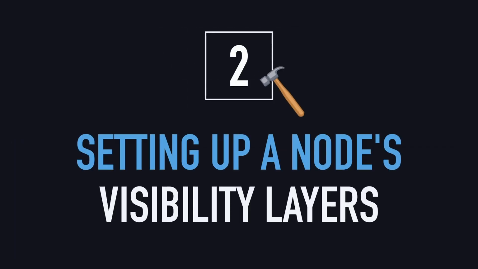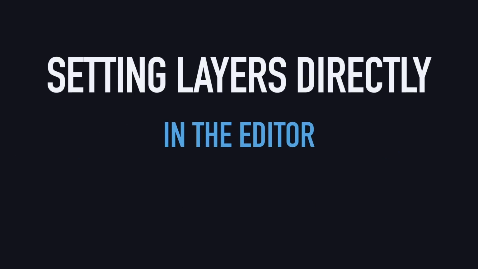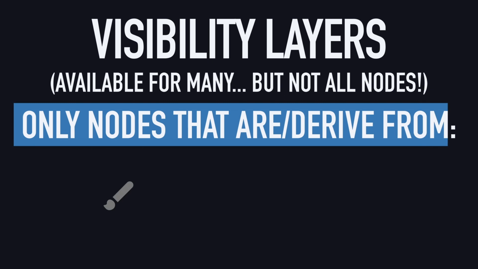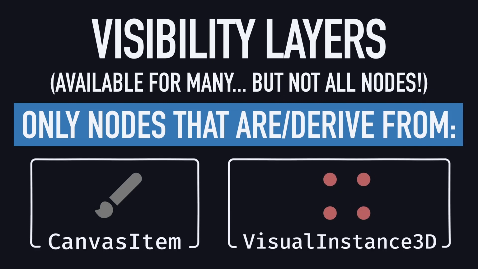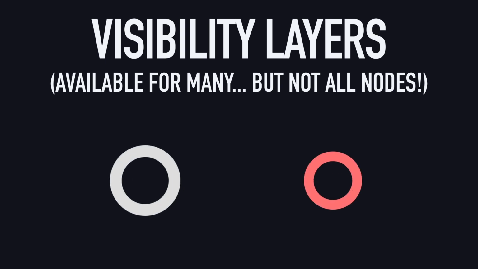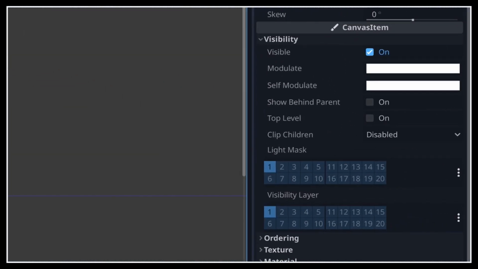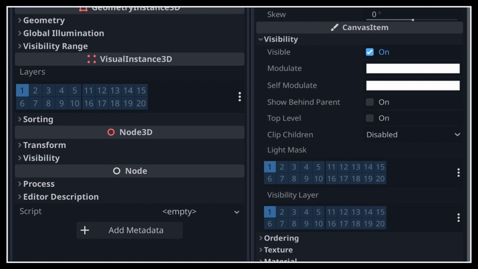Okay, now to begin with, let's see how to use visibility layers on our nodes directly in the editor, using the Node's Inspector. Something to keep in mind is that these visibility options are available for nodes that use the CanvasItem or the VisualInstance3D type, and of course all their derived types, meaning that they're available for a lot of types of nodes, but typically not for the very basic Node type or even the Node3D type.